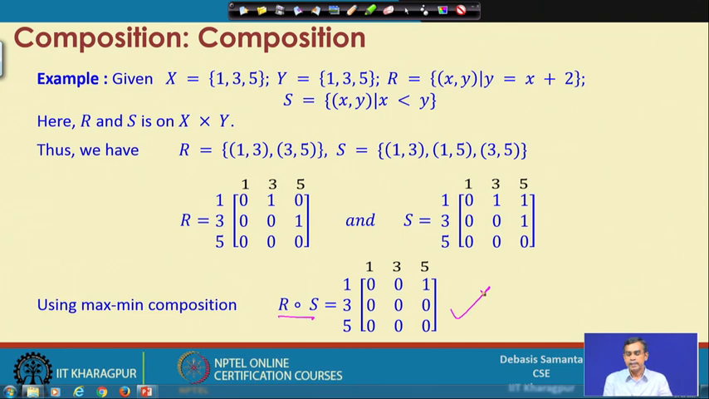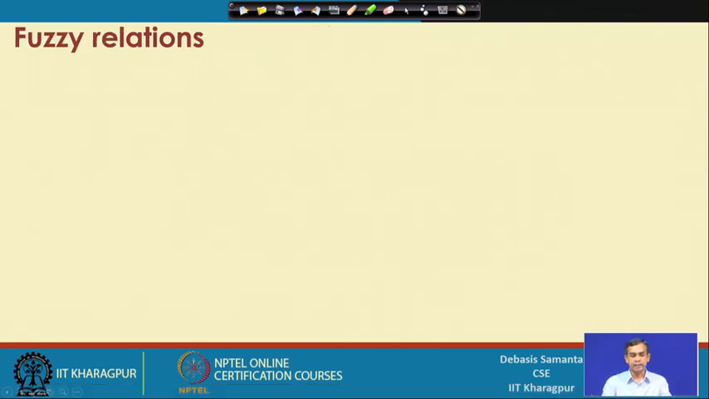Okay, it needs a little bit of practice to understand. It basically takes the minimum corresponding to this traversing, and then taking the max of all of these gives a particular element. This is the idea. Now let us see how these operations, which are applicable to the crisp relations, are also applicable to the fuzzy relations, but in a different way.